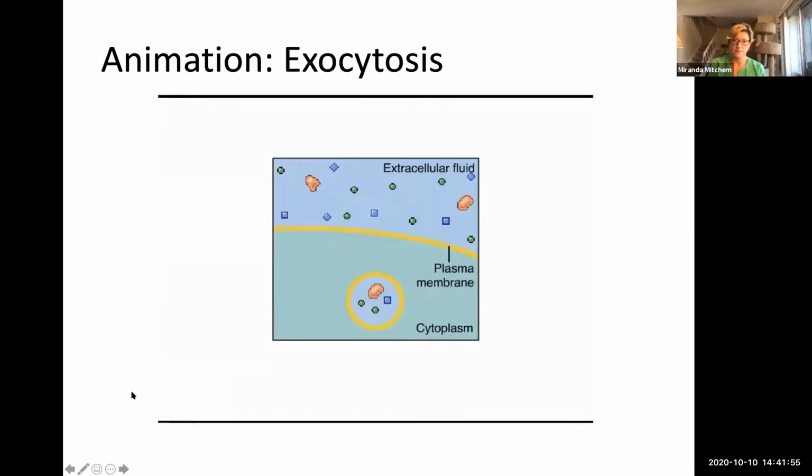Exocytosis is the movement of intracellular vesicles to the plasma membrane, where they fuse with the membrane and release their contents into the surrounding fluid. This process occurs predominantly in secretory cells, such as mucus-producing cells or pancreatic cells, that secrete enzymes into the digestive tract.